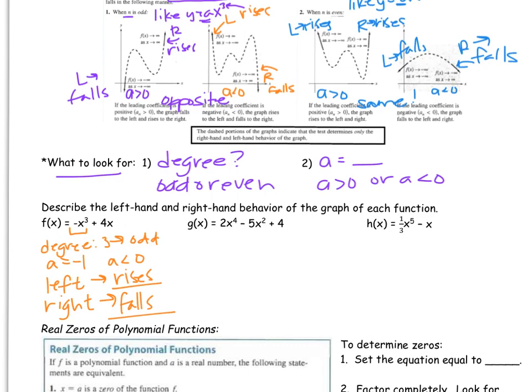For our next function, g of x equals 2x to the fourth minus 5x squared plus 4. Taking a look at our lead term, the degree is the exponent of that lead term, which is 4, and that's an even number. So this is an even polynomial. Our a value is positive 2. That just means a is greater than 0.